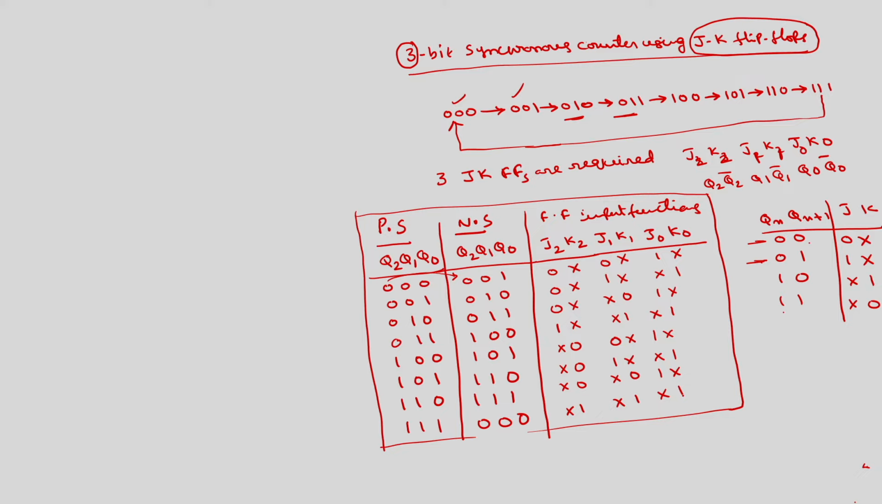Now, what are the Boolean expressions for J0, K0, J1, K1, J2, K2? We can see that in the J0, K0 columns, all the values are either ones or do not cares. So, do not care can also be taken as 1. So, the values of J0 is equal to K0 is equal to permanently 1.